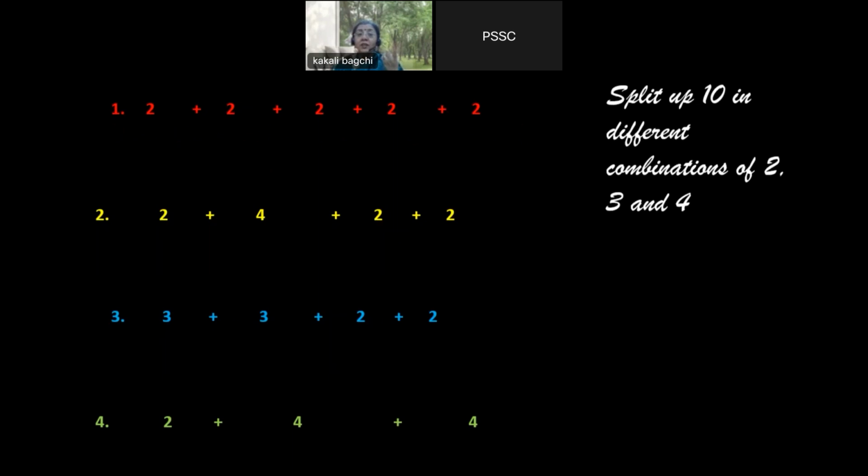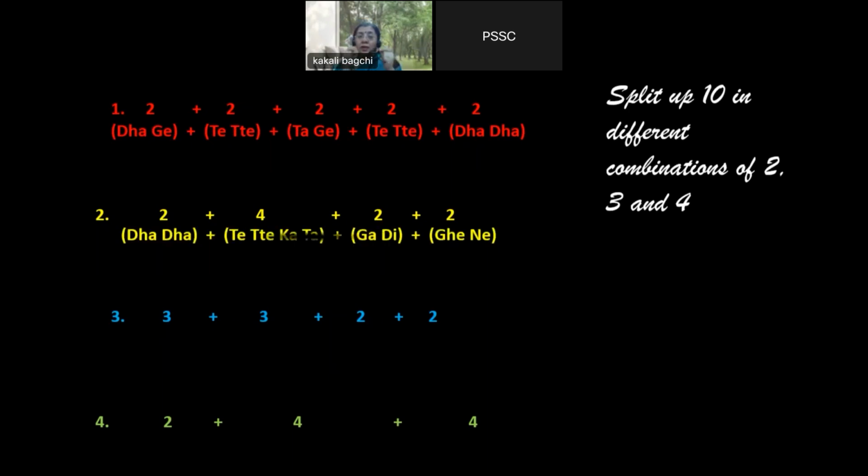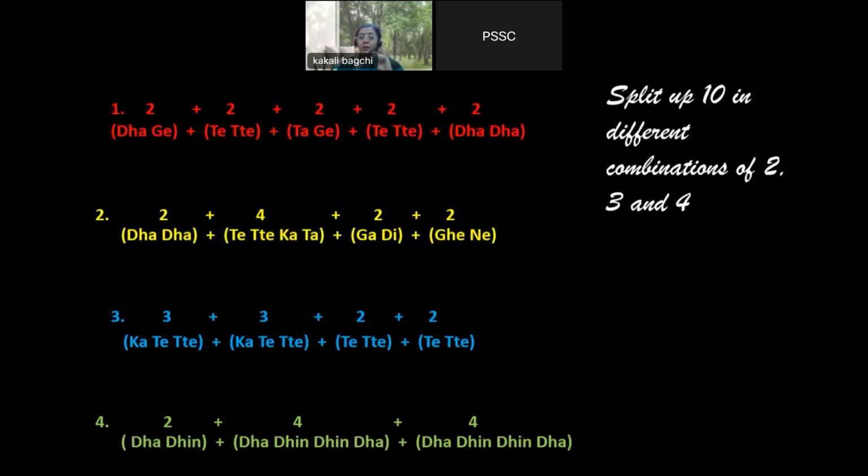The first case they can write: Dhagge titte, tagge titte, dha, dha. For the second one, dha, dha, titte, katta, gaddi, ghenne, dha, dha. For the third one, katte, titte, katte, titte, titte, titte, three, three, two, two. For the fourth one, two, four, four, dha, din, dha, din, din, da.